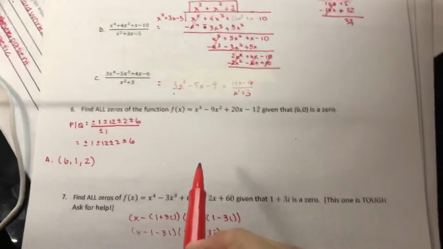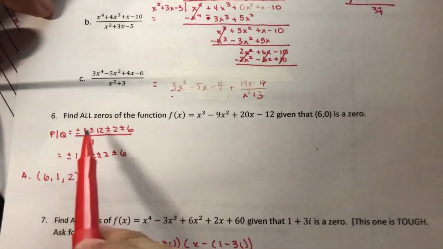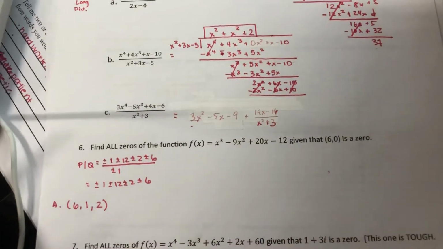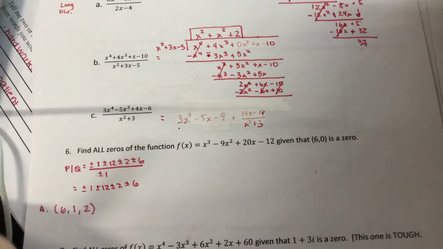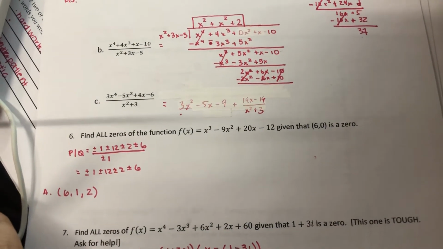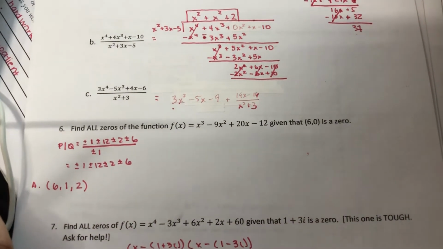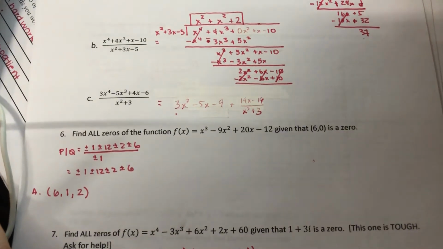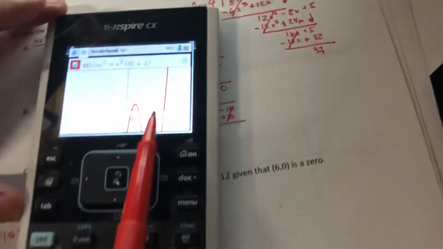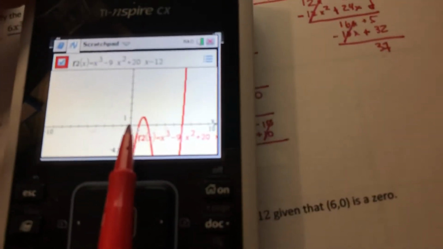Number 6, find all the zeros of the function. So again, you have to start with your P's and your Q's, okay? And again, I'm going to go ahead and just show the graph on this one. So you can see here that I cross at +6, +2, and +1.